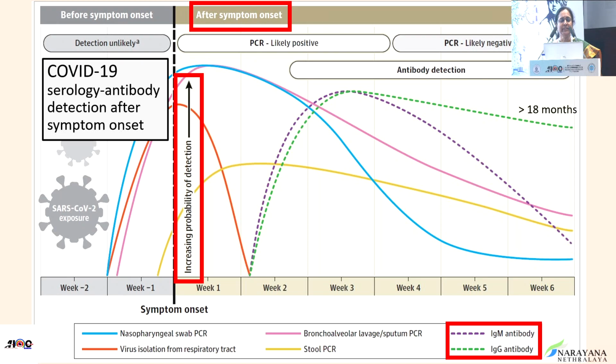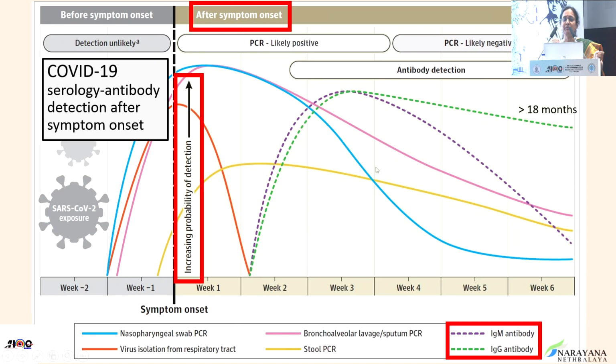Then during the infective phase, PCR is going to be diagnostic. After 1 week, depending upon the source of infection, either the nasopharyngeal swab or bronchoalveolar lavage, in a case of COVID, is going to be positive. The antibodies are going to rise only after 1 week. Here you can see the IgM, which usually starts after 1 week and disappears in 6 weeks, whereas IgG can persist for more than 18 months.